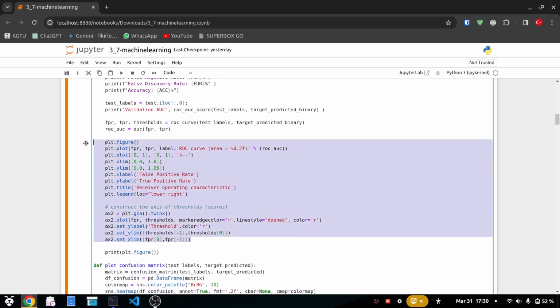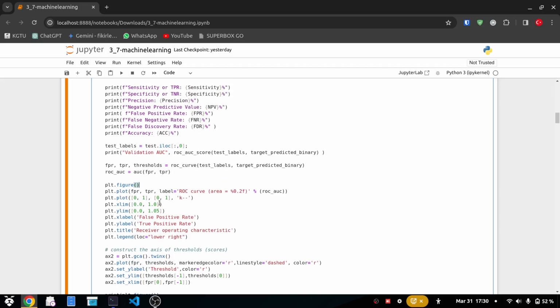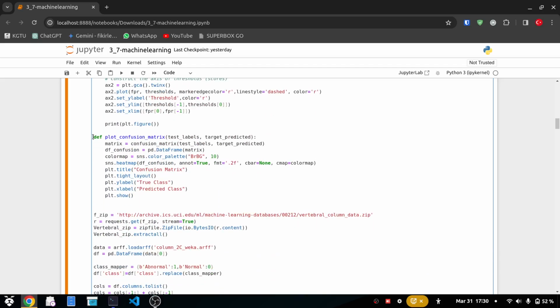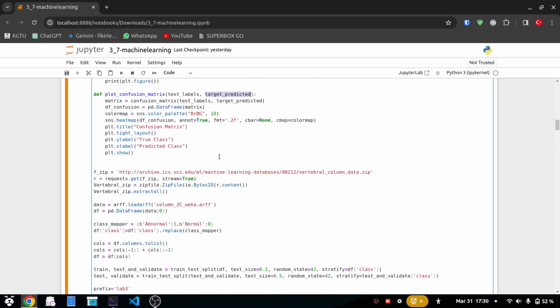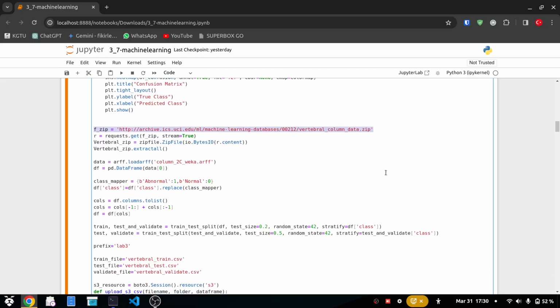So these are some matplotlib commands to draw the plot. We have another function definition in here. It is for plotting the confusion matrix. We have test labels and target predicted labels. After that, we are getting the dataset from this link in a zip format, and we shall be extracting it in order for us to then put it in a pandas data frame.